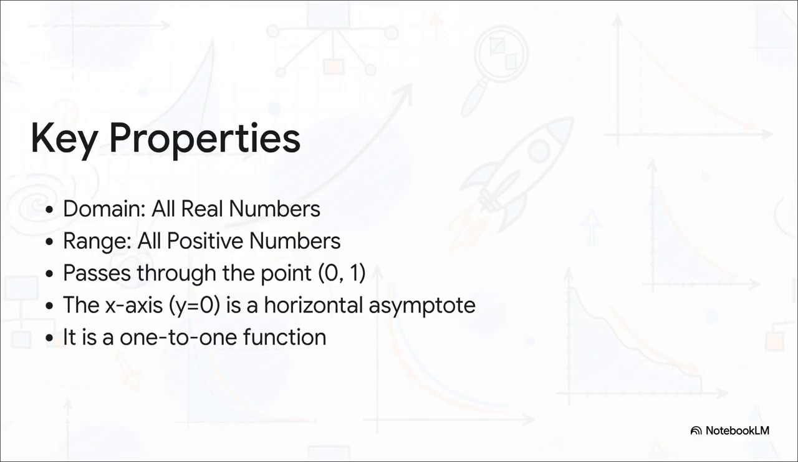Okay, let's quickly run through their key features. The domain, that's just all the possible x values you can plug in, is, well, any number you can think of. But the range, the y values you get out, is only positive numbers. See how the curve gets super close to the x-axis but never actually touches it? That's why we call the x-axis a horizontal asymptote. And one more thing, they all pass through the point (0, 1). Why? Because anything to the power of 0 is always 1.